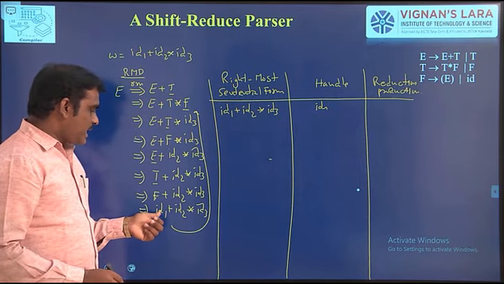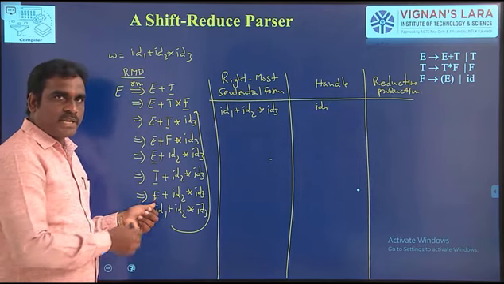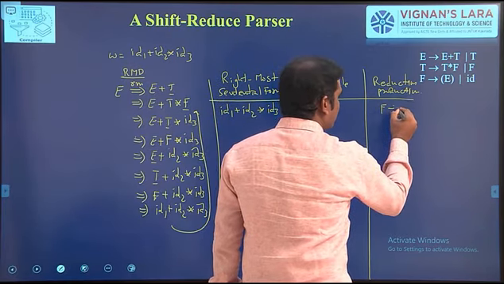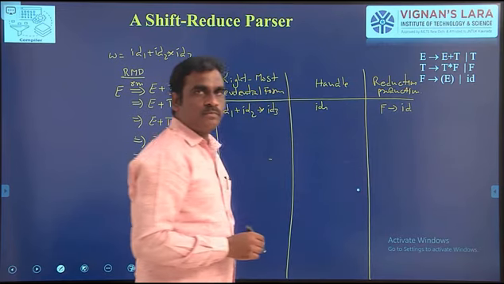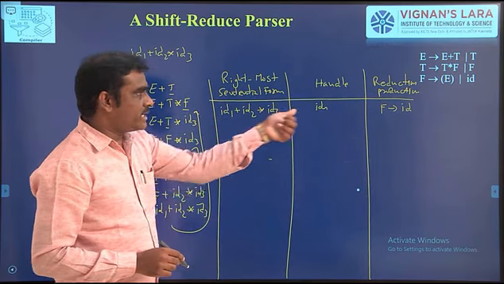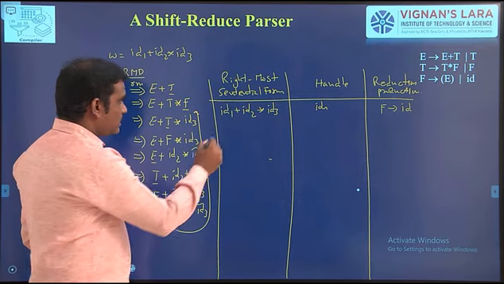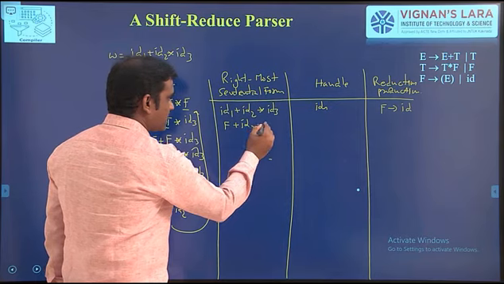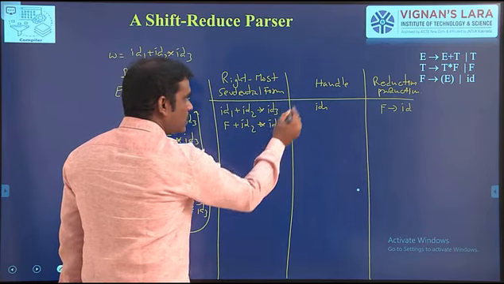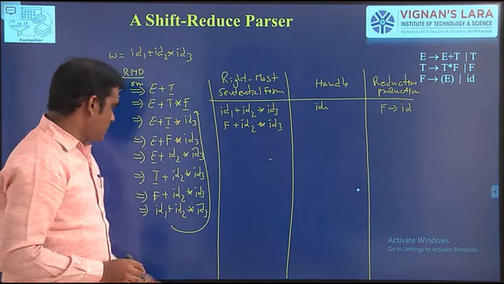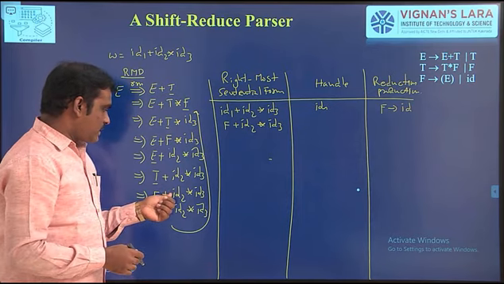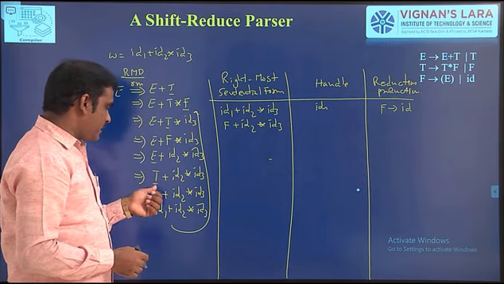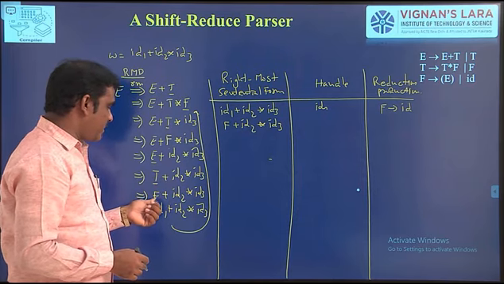Now the ID1 is replaced with F. So here we use the production F to ID. That means this ID is replaced with F. Next step: ID is replaced with F plus ID2 star ID3. What is the next handle? In the previous step, plus ID2 star ID3 plus all are the same. The only difference is T is replaced with F. So here the handle is F only.